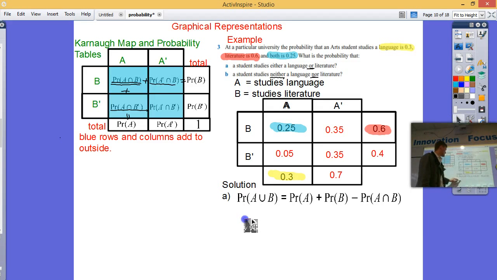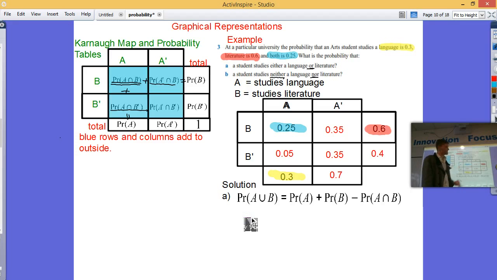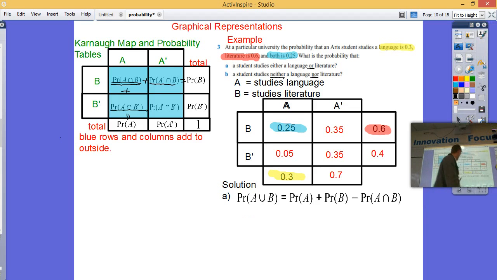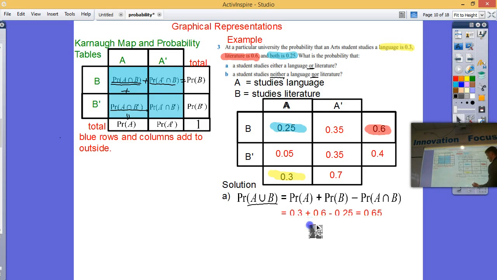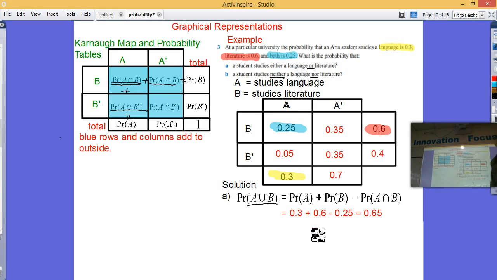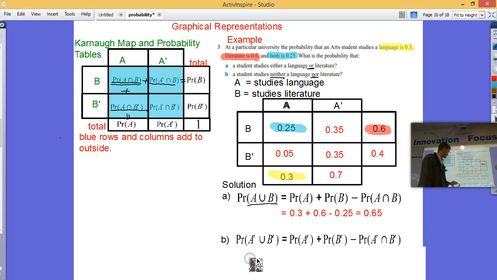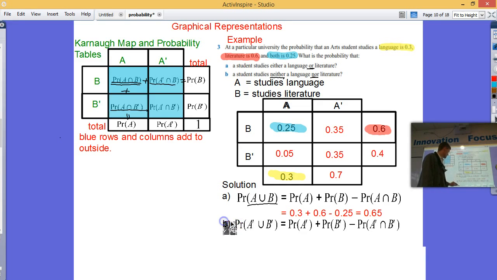So, answer question 1. The student studies either a language or literature. So that is probability of A or B, A union with B. And that is the addition rule of probability. So take the rule out, probability of A plus probability of B minus their intersect. And all the information is there in the table, and I can produce our result.